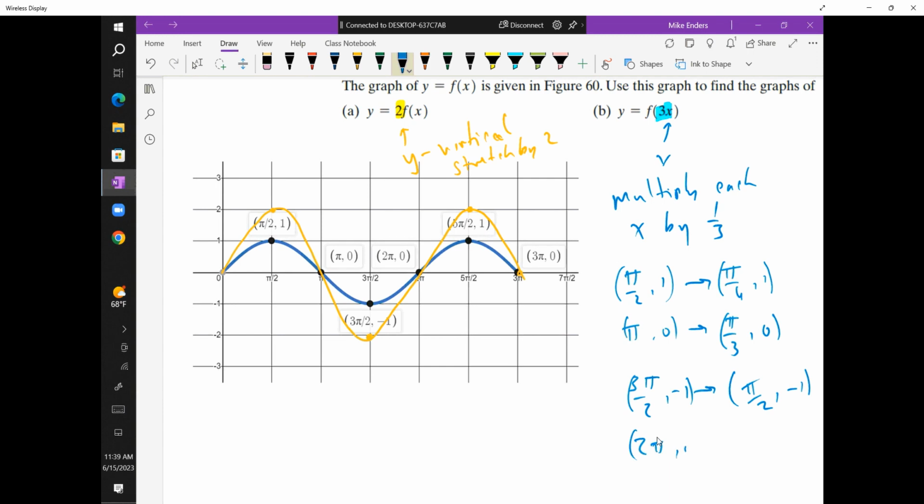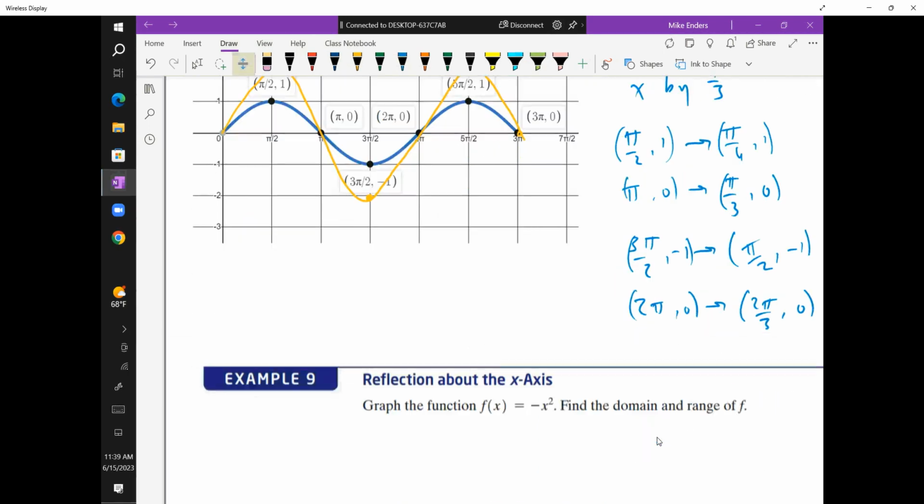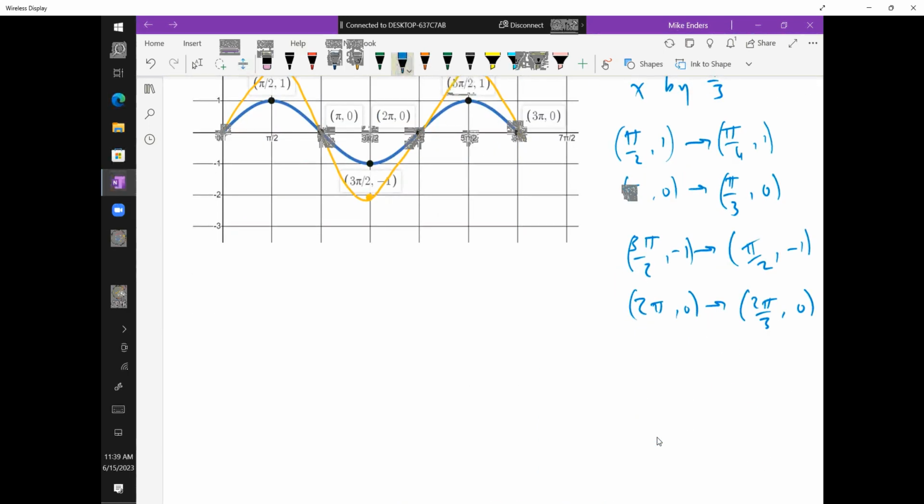And then 2 pi, 0 becomes 2 pi over 3, 0. Up to 5 pi over 2. So 5 pi over 2, 0 now becomes 5 pi over 6, 0. I did that same thing again, didn't I? 5 pi over 2, 1 is what it should have been. If we were in class, I would have told you in person, hey, we all make mistakes once in a while. You go ahead and go back and correct it.